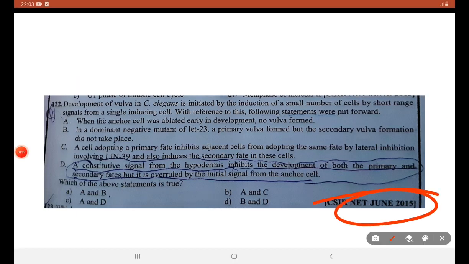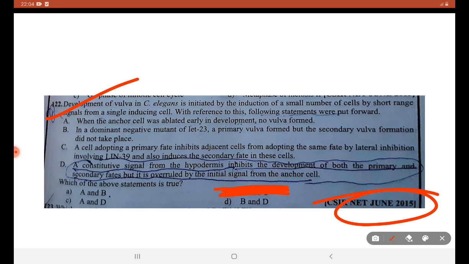June 2015. C. elegans. Quickly, try answering this question. If an anchor cell was ablated in early development, no vulva is formed. Correct. A dominant negative mutation of let-23: primary vulva is formed, but secondary vulval formation does not occur. Let's keep this. A cell adopting the primary fate inhibits the adjacent cell by lin-12, not let-39. C is a wrong statement. We'll remove C from the game.